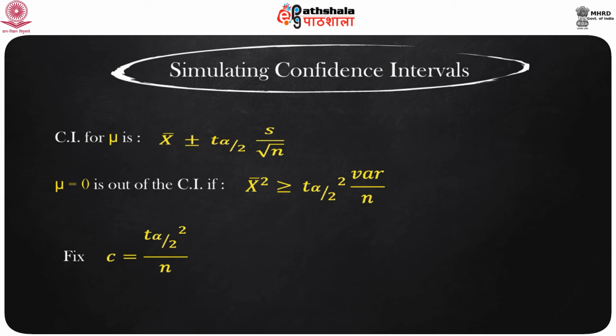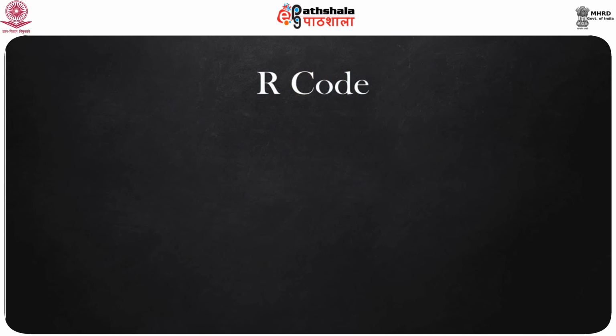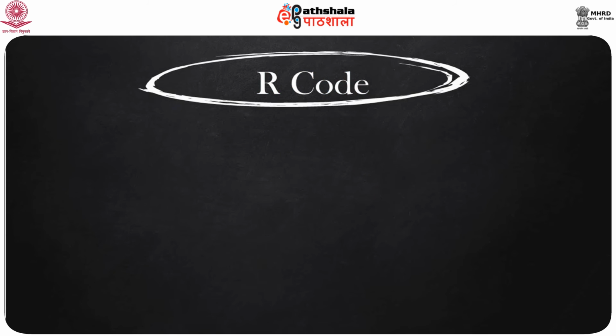So, we can't fix that as well, but what we can fix is the remaining part, which is t alpha by 2 square by n. So, let us fix it and let us name it to be c. Now, look at the R code that we have given here. This basically tells the whole idea of the program.